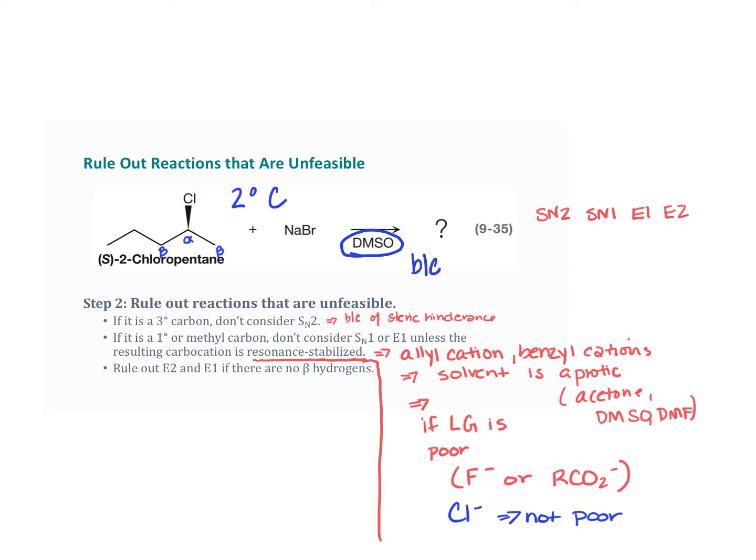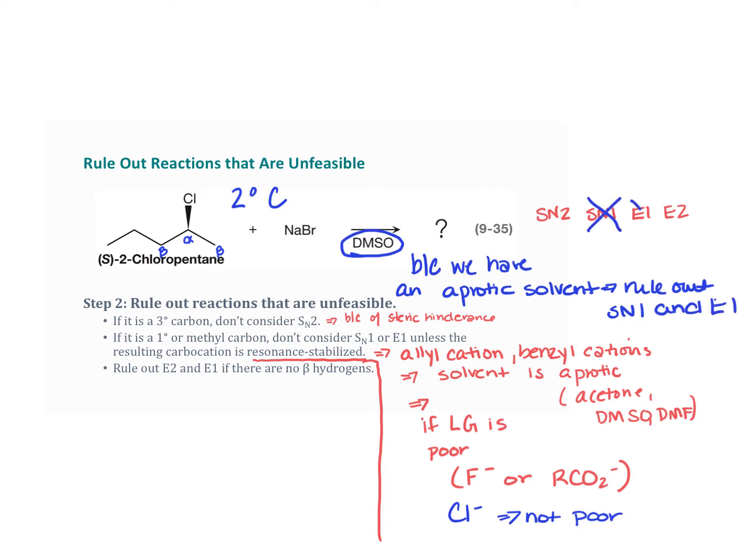So because we have an aprotic solvent, we rule out SN1 and E1 reactions. So SN1 is gone and E1 is gone. So now we're trying to decide between SN2 and E2. And we have beta hydrogens, right? So we can't rule out E2. So the only thing we can really rule out here is the SN1 and the E1 reactions.